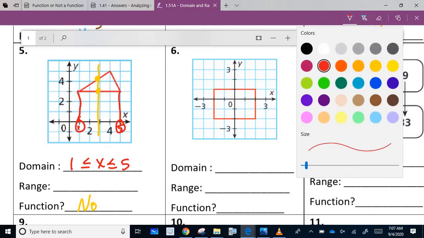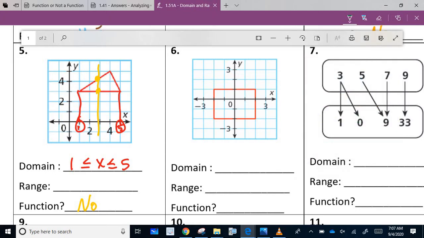Now, I'm going to go back and look at the range. I see I want the lowest point and the highest point. So this is the range, which is the y. When I look at this right here, I see it does have a definite stopping point, so we're going to put y is less than or equal, less than or equal.